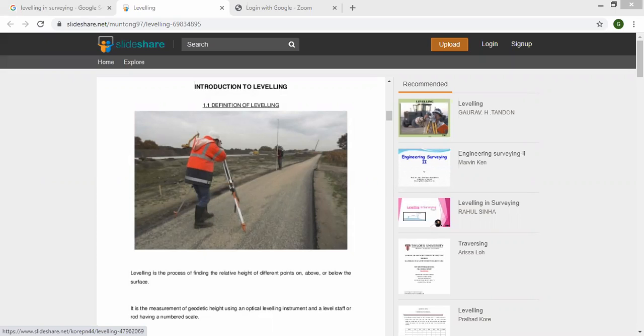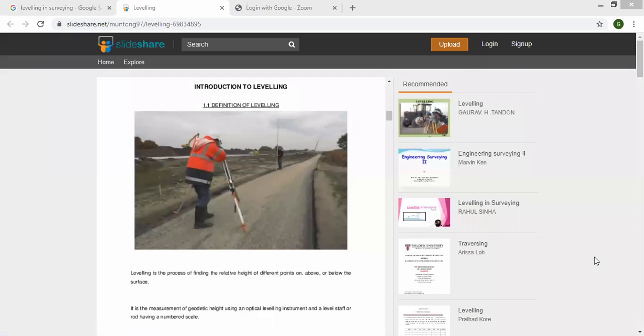In the image, a person is holding a tripod with a leveling instrument mounted on it, and he is seeing some readings in the telescope of that instrument. One more person is holding a staff, on which the readings are written. It is available from 0 to, say, 3 or 4 meters of height, right?